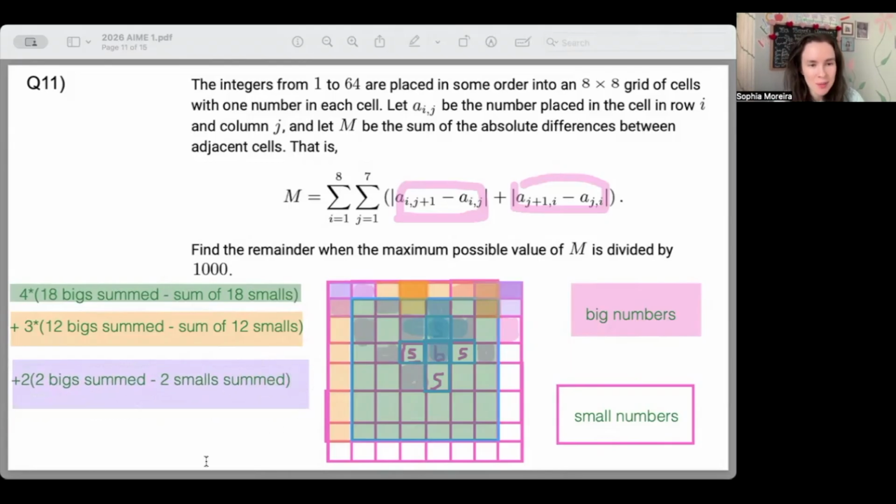Now that we have the summation written out, all that remains is to figure out which bigs we want to put in which bucket, and which smalls we want to put in each bucket. Given that the green region here is most represented, we're going to want the biggest bigs and the smallest smalls going in the interior of this square. So for the 18 biggest bigs, we're going to start counting at 64 and go back 18 slots, and for the 18 smallest we're going to start at 1 and count up through 18.